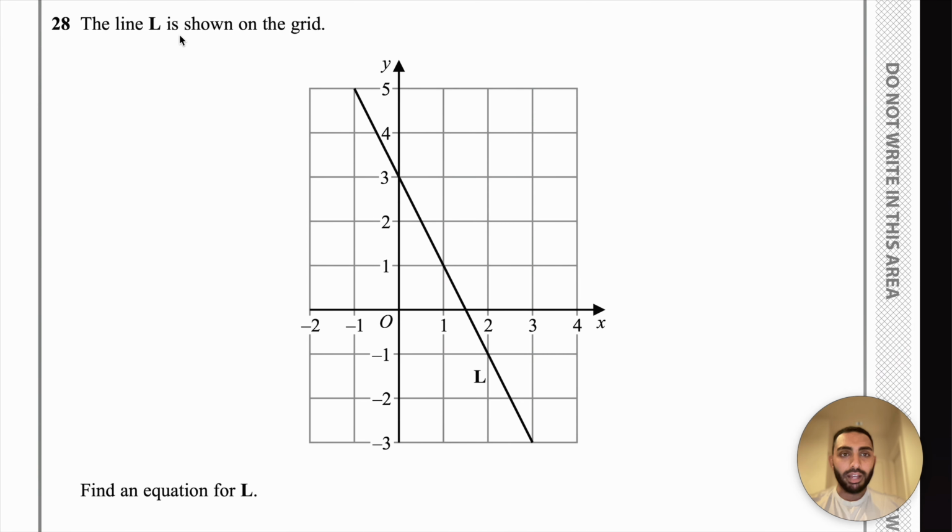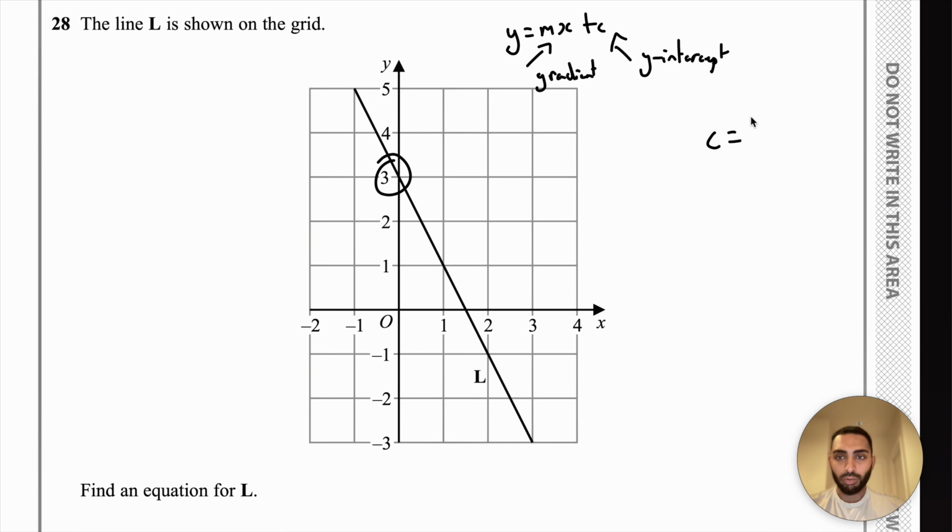Question 28. The line L is shown on the grid. Find an equation for L. The general form for an equation of a line is y is equal to mx plus c, where this m value is the gradient, how steep the line is, and this c value is the y-intercept. Where does it cross the y-axis? The easy one to find is the c value because it's just where it crosses the y-axis, that's here. So c is equal to 3.